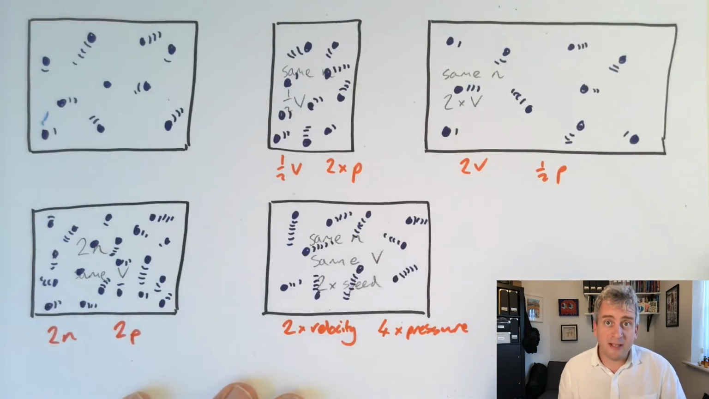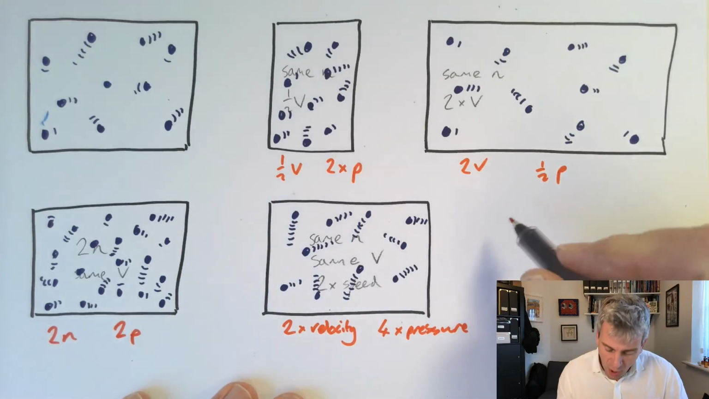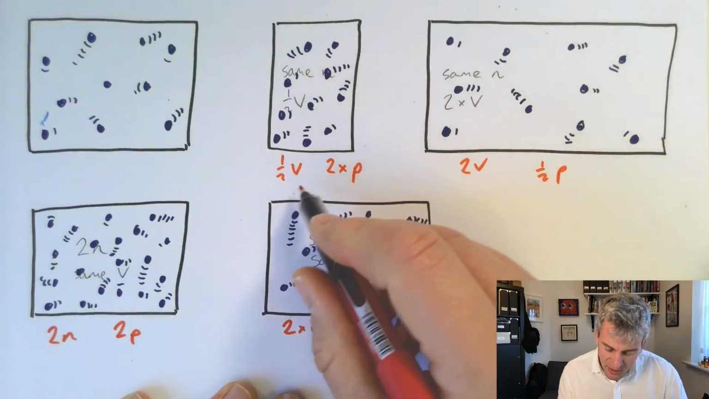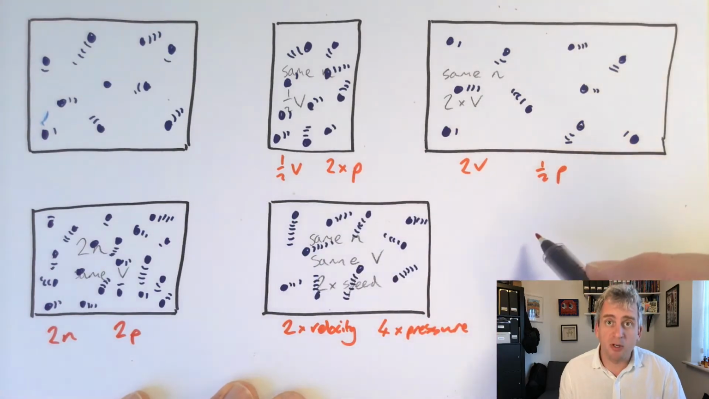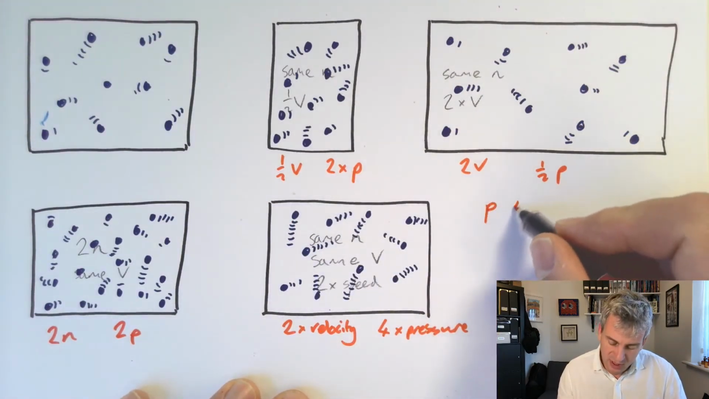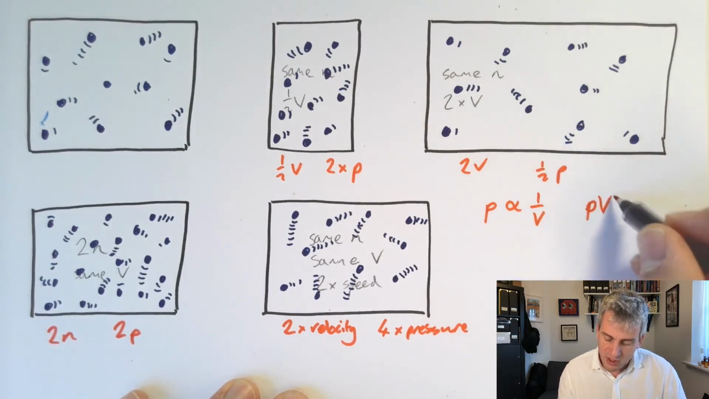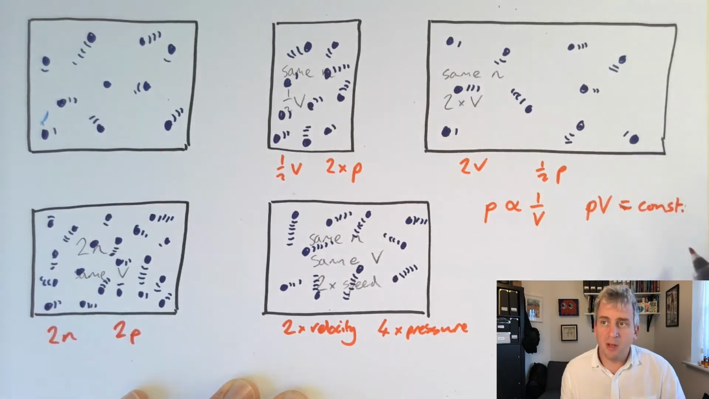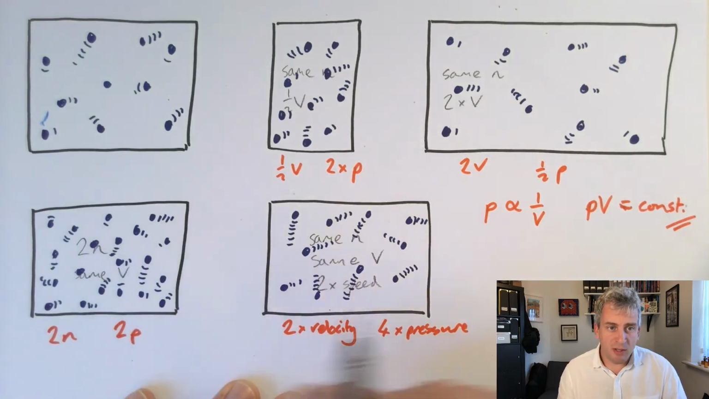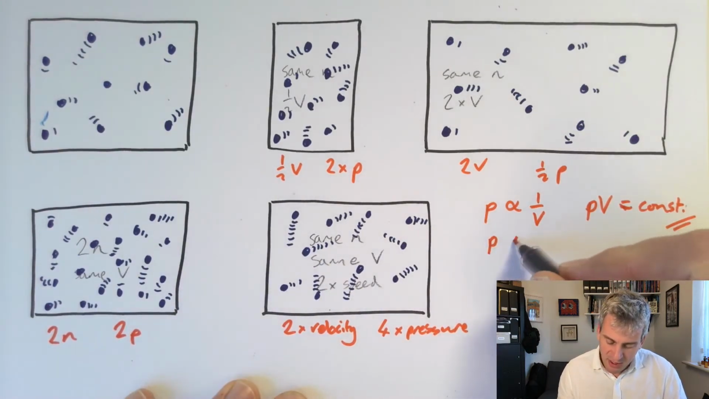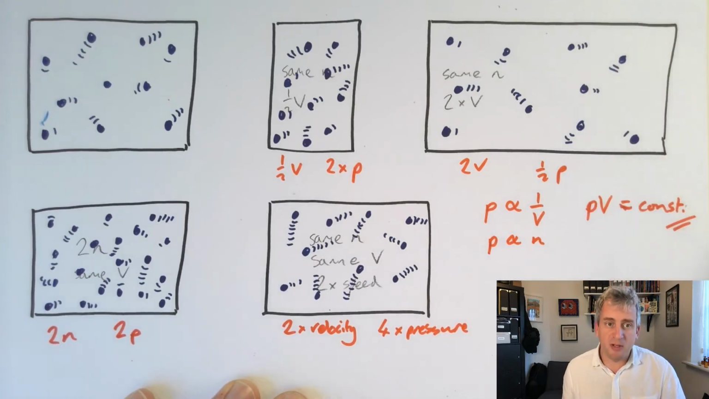Now if we put all of that together, that gives us an overall relationship. So pressure is inversely proportional to the volume, or pressure times volume is equal to some constant. And that's one of the rules that our students need to know. This one tells us that the pressure is proportional to the number of particles. That comes up at Key Stage 5, both physics and chemistry.